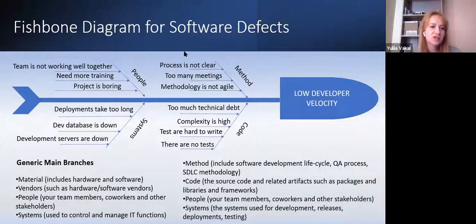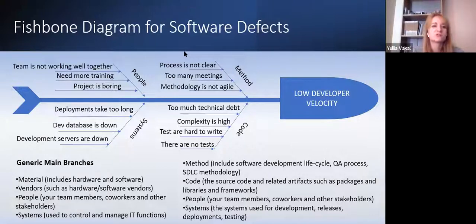Another generic one is materials, vendors, people, systems. As I said, you could have different ones, but I would say if it's software testing or software development, this example gives you what you need. This is a basic starting point. So let's say we have method. What was the problem? And then you start looking for finer bones, these questions. The causes. That's not a root cause yet, but it's something which could lead you to a root cause.